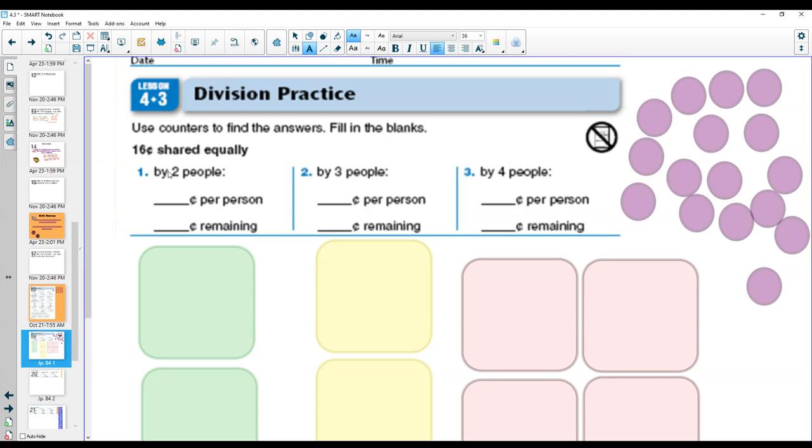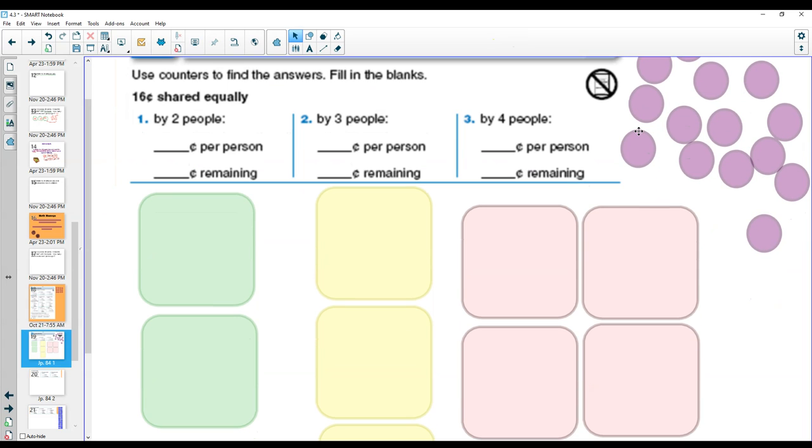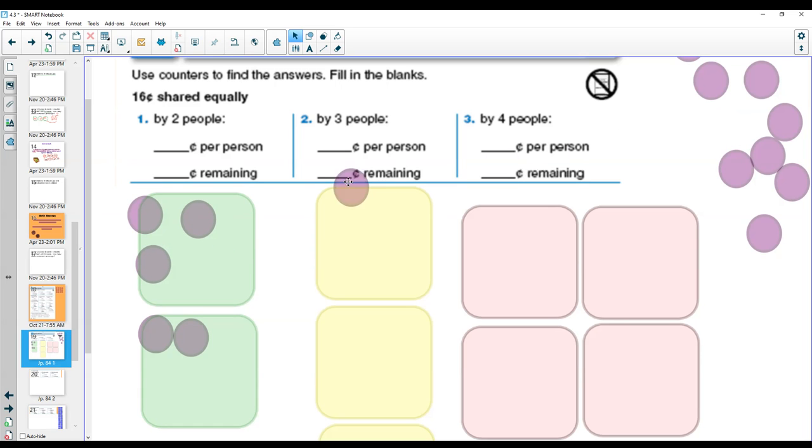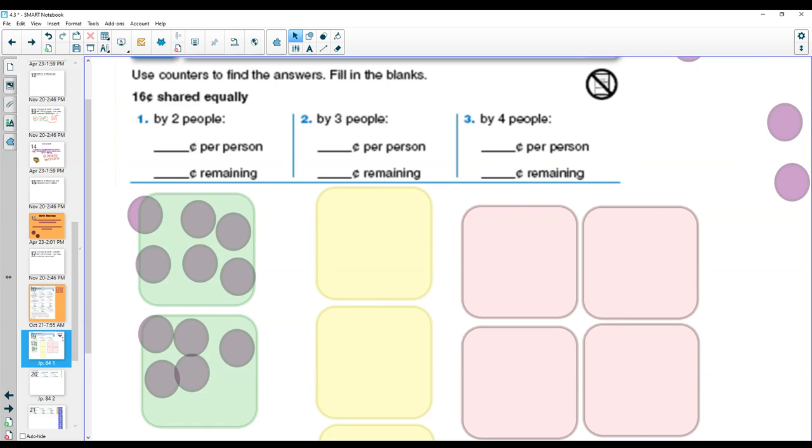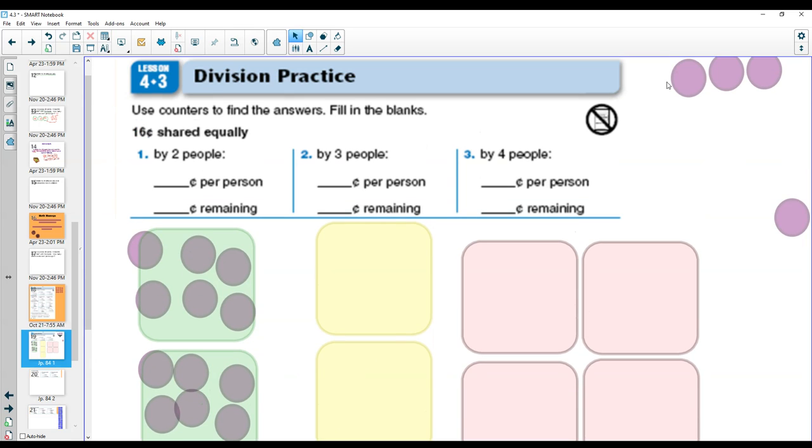All right, and we'll do number 1. It says we're going to take 16 pieces here, and we're going to divide them by 2 people. We're going to see how many each person gets. We're really dividing money. So you get 1, you get 1. Here's my 2 people. You get 1, you get 1, you get 1, you get 1. Uh-oh, that one has 4. I need to make it equal. There's 4, 8. You get 1, you get 1, you get 1, you get 1. Look at those ones trying to hide on me.